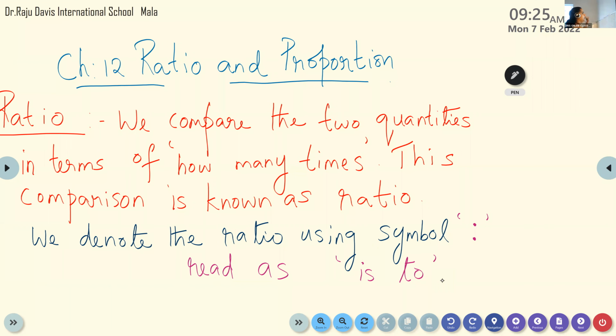So children, we compare the two quantities in terms of how many times. This comparison is known as ratio. And how can we denote it? We can denote this using two dots here. And how can we read that? It can be read as is to. Ma'am, this symbol is called colon. Okay.